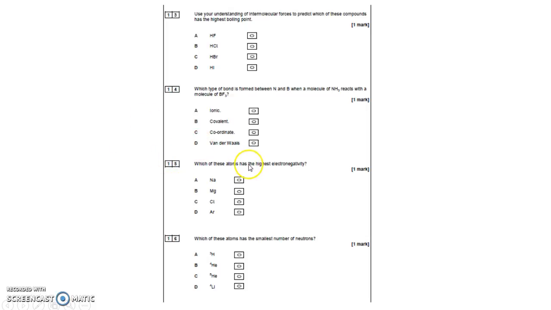Which of these atoms has the highest electronegativity? Electronegativity means that it's going to withdraw electrons into itself. So which one is going to pull electrons closest into itself is C, because chlorine wants to gain 1 electron.